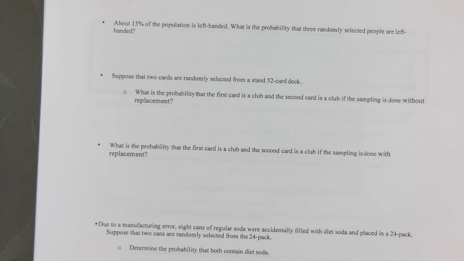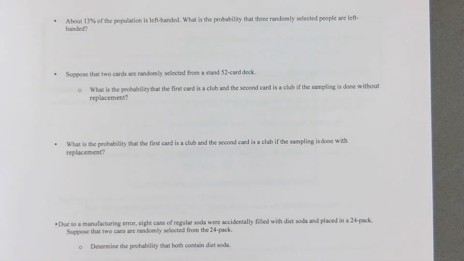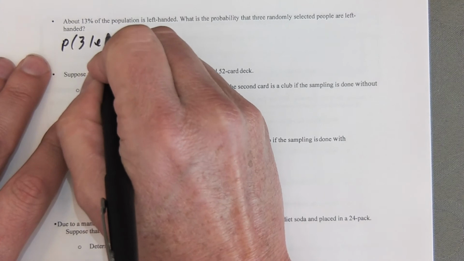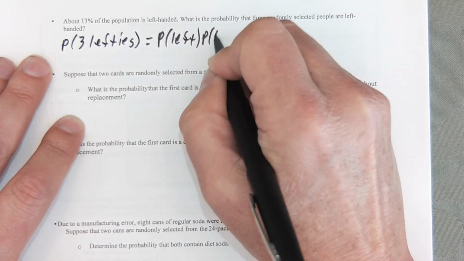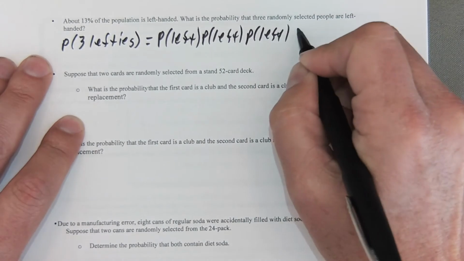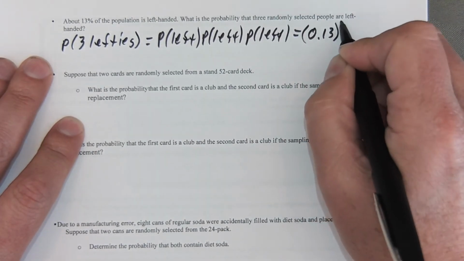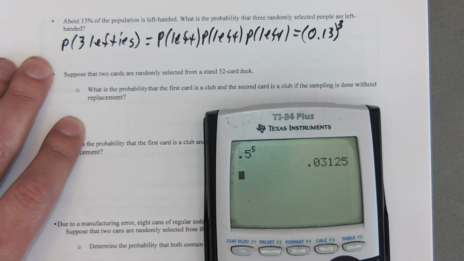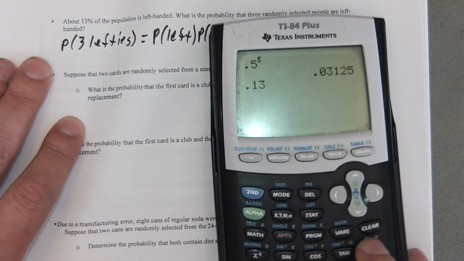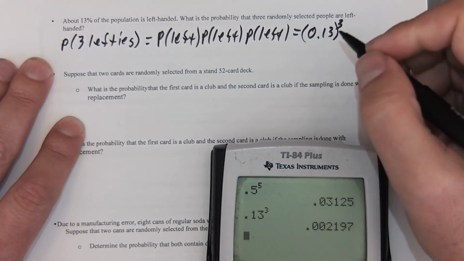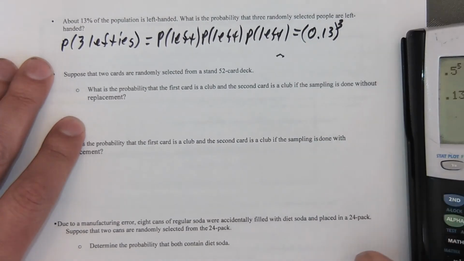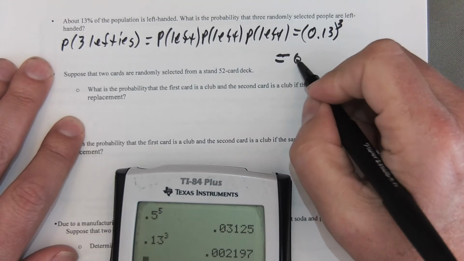So we're going to do a few more of these. This scenario says about 13% of the people of a population is left-handed. What is the probability that 3 randomly selected people are left-handed? Well, the probability of 3 lefties is going to be the probability of left times the probability of left times the probability of left, which is going to be 0.13 3 times. So 0.13, and here's your exponent button right above here, the caret, raised to the 3rd power. That is going to give me, actually exactly, 0.00217.